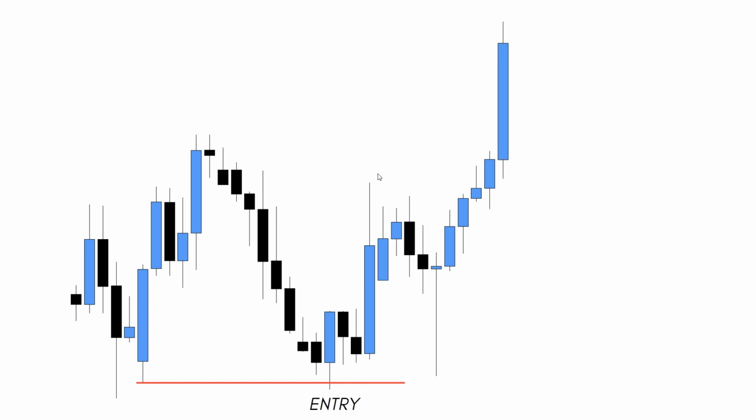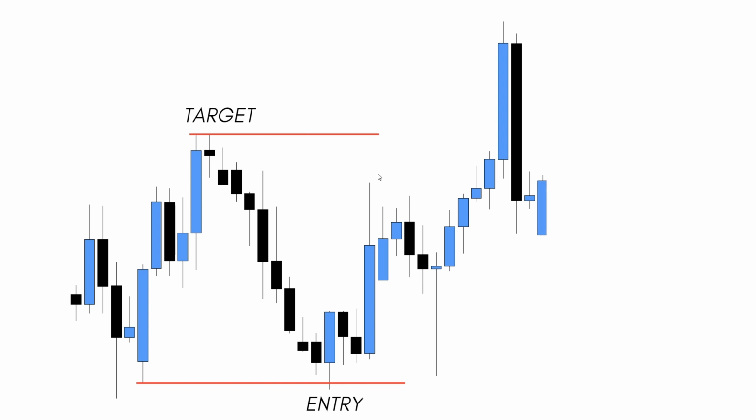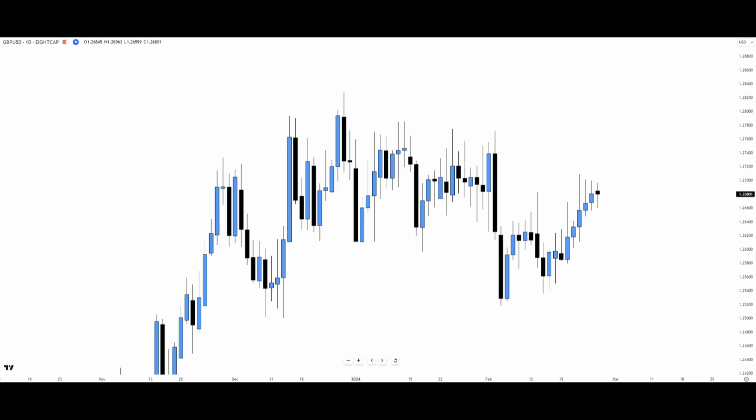And on the flip side, these areas of liquidity are used as an area of target to take out buy or sell orders from the marketplace. And this is popularly known as draw on liquidity. Now let's go over the various kinds of liquidity.